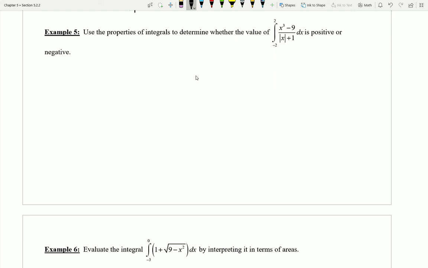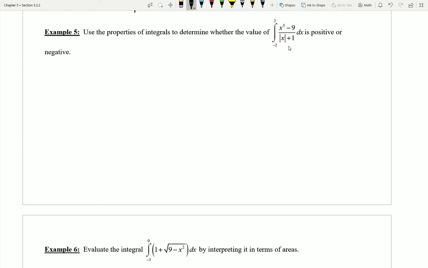Now let's go ahead and take a look at example number 5. I again want to use properties of integrals to try to determine whether the value of this integral, and gosh, look at the craziness of this function, is positive or negative. I'm going to do this without ever even understanding what the graph of this function looks like. In fact, that's the point, right?